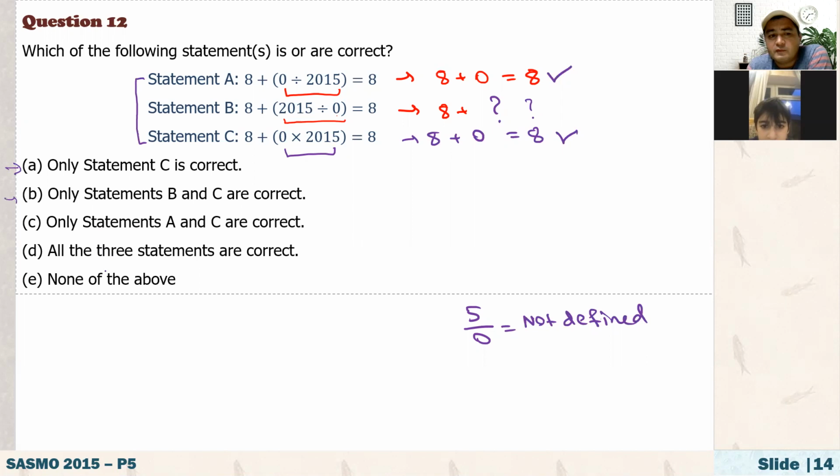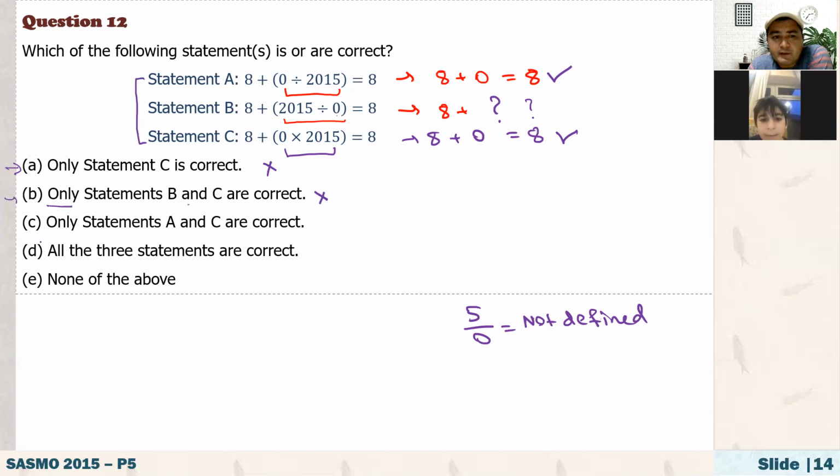In B, can you read the second one? Read it, Ayhan. Slowly read it. Only statements B and C are correct. It is also wrong, right? Okay. Read choice C.